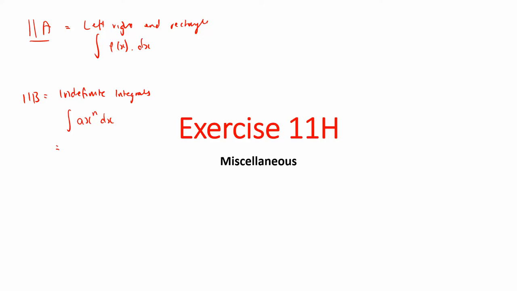n plus 1. Good, n plus 1 over. Good, and plus c. That's why they're called indefinite integrals. Because when you find the derivative, the constant will always be 0. So when you find the antiderivative, you don't know what the constant is. That's why it's plus c, so that's indefinite.